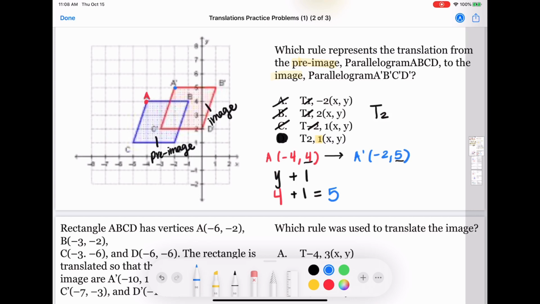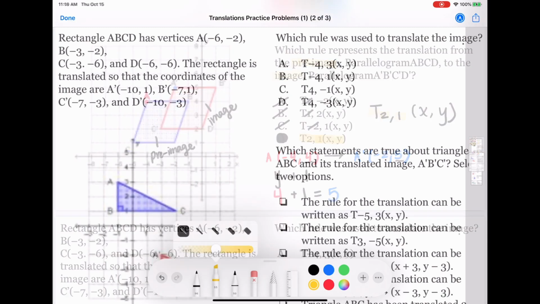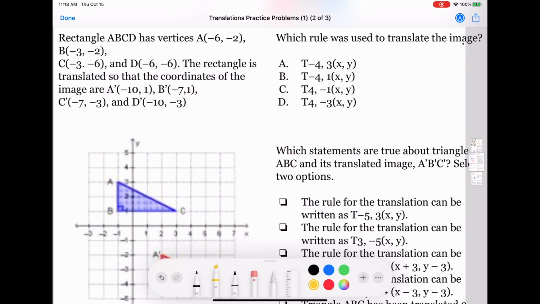Therefore, we know that we had a translation of 1. So we had a translation of 2 units to the right and 1 unit up. As we can see, D matches that answer choice, and so D is in fact our answer. Let's move on to the next question.